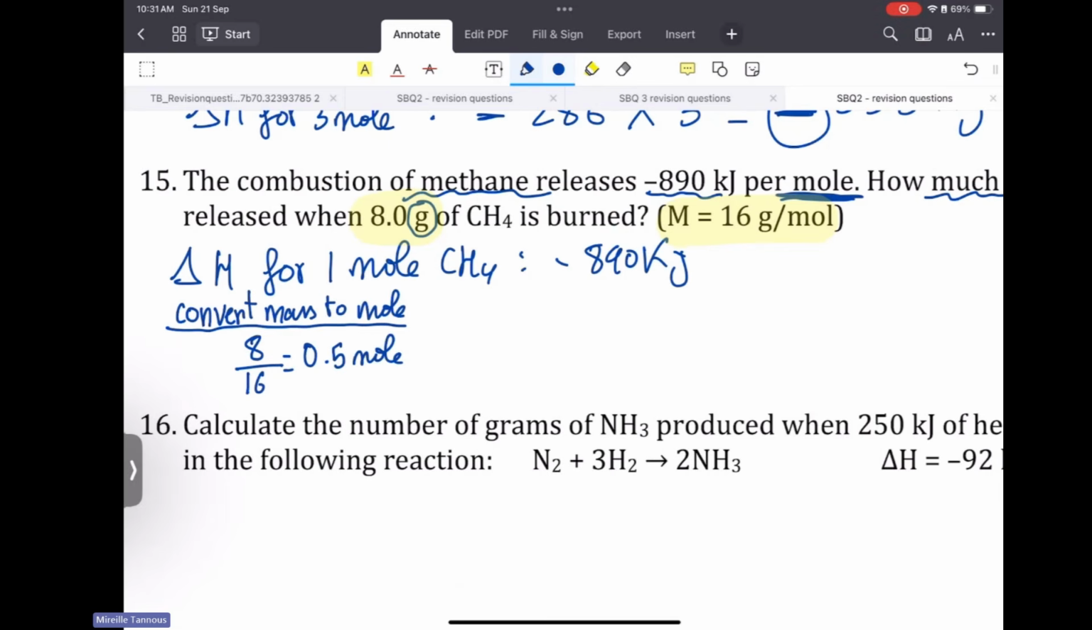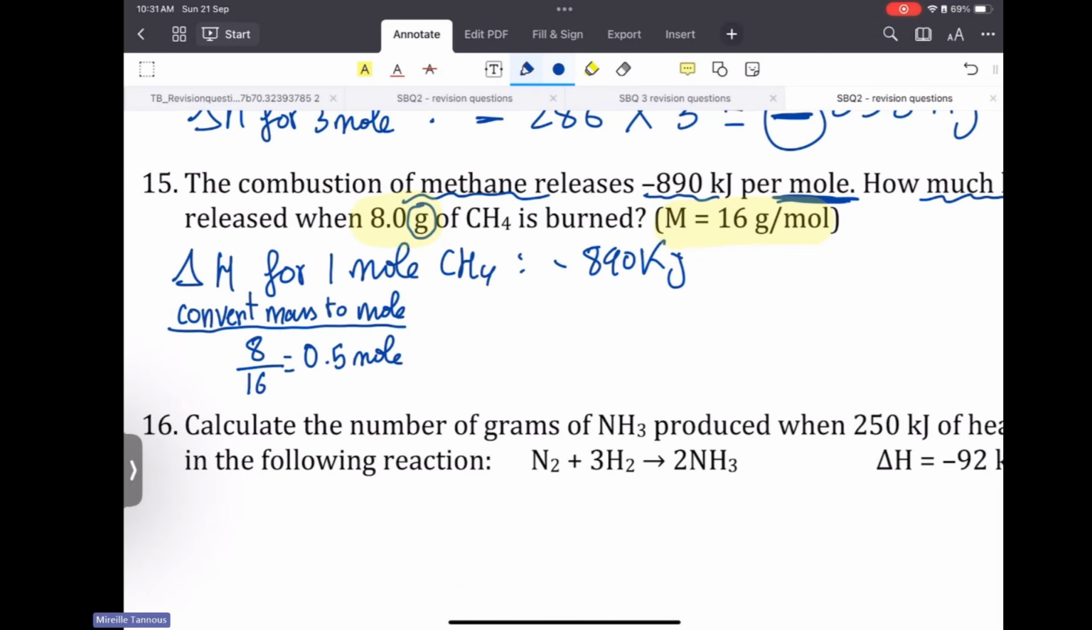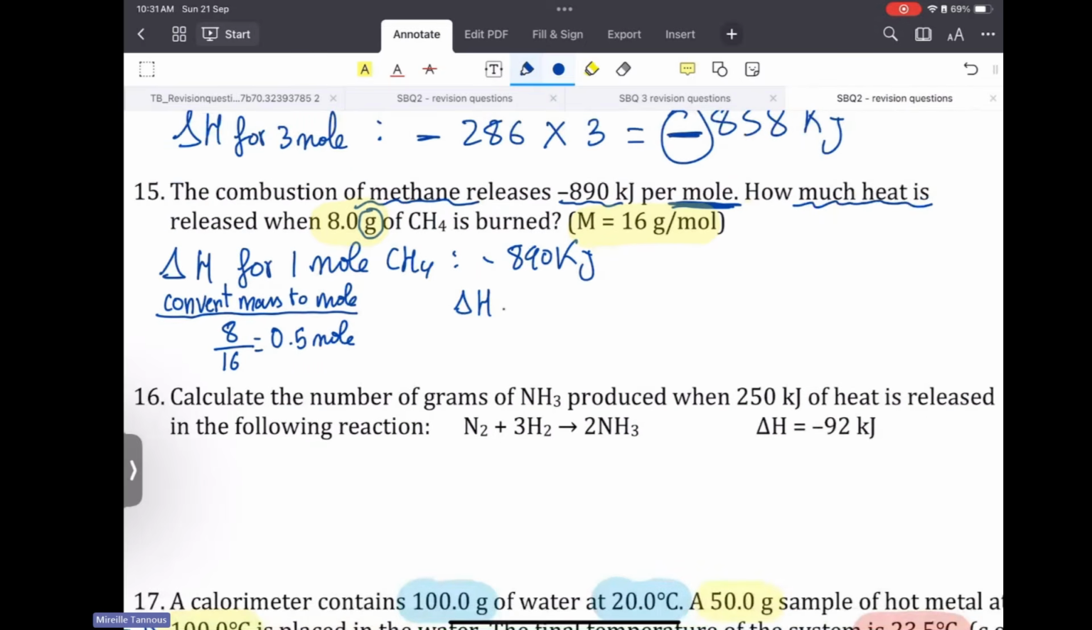mole. Now, if delta H for 1 mole is negative 890, therefore, the enthalpy that they are asking in this question for half a mole, which is equivalent to 8 grams, would be negative 890 multiplied by half. So the answer is negative 445 kilojoule. That's the final answer.